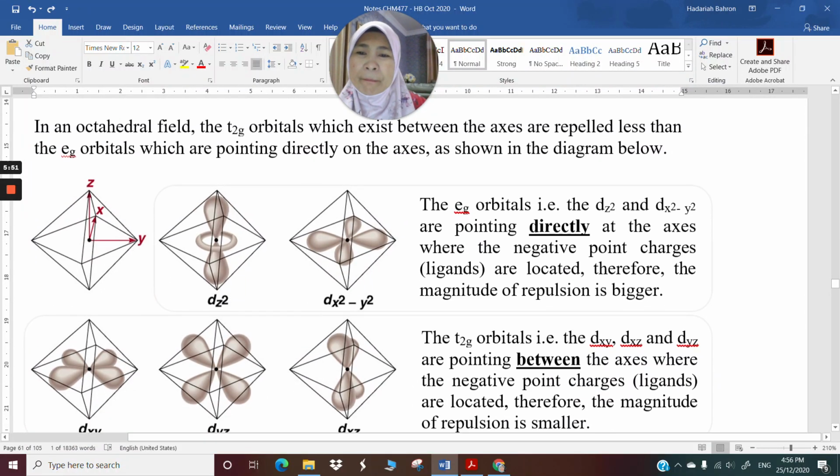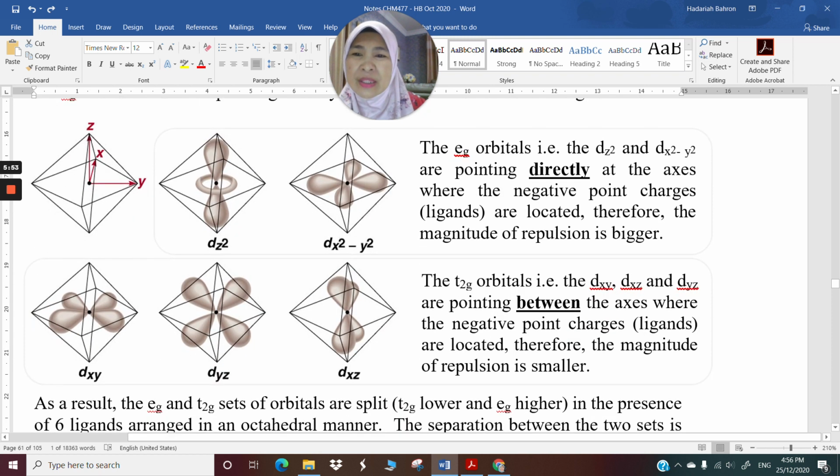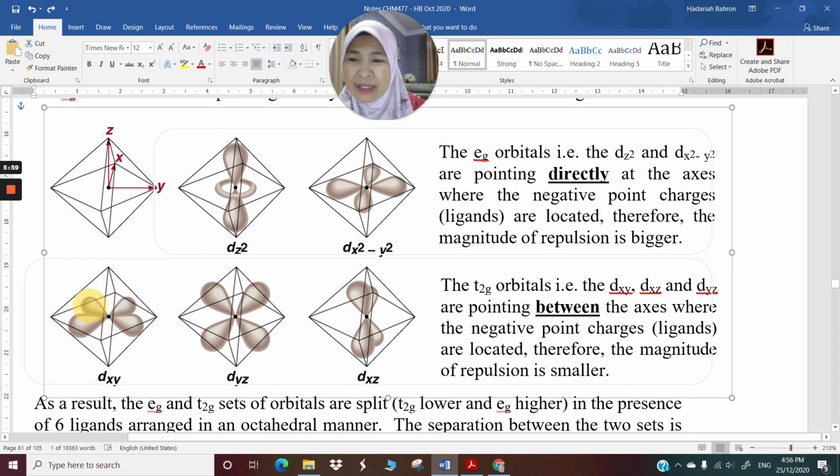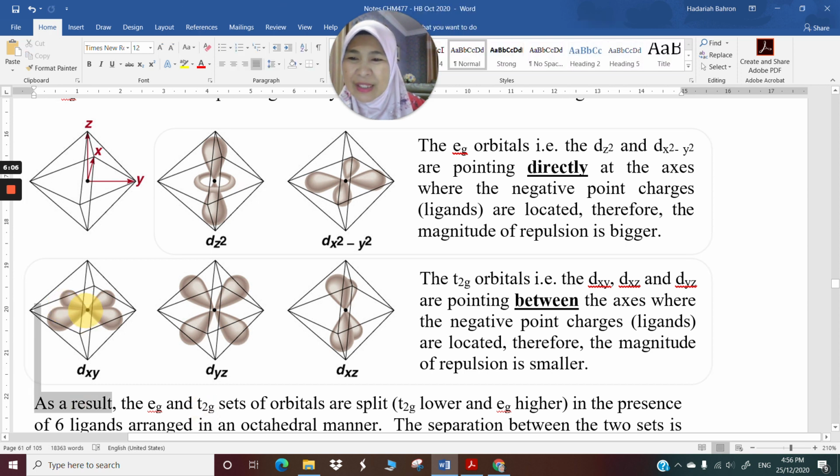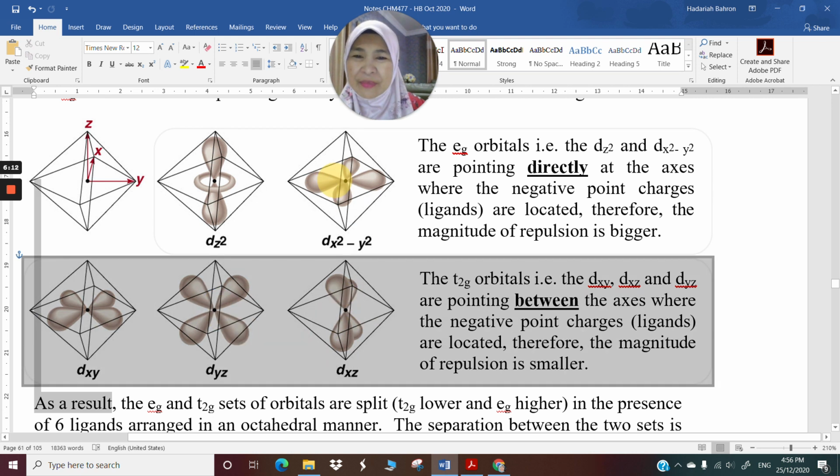Now, I'm sure you can recall the 5 d orbitals. You have dxy here, and then you have dyz, and you have dxz, and you have dx squared minus y squared, and you have dz squared.